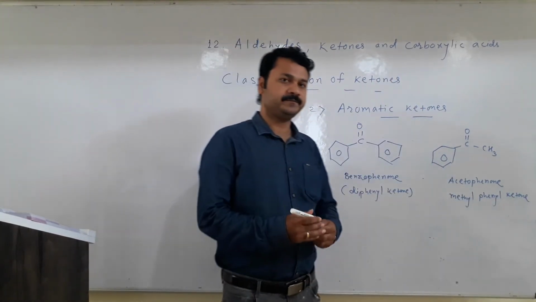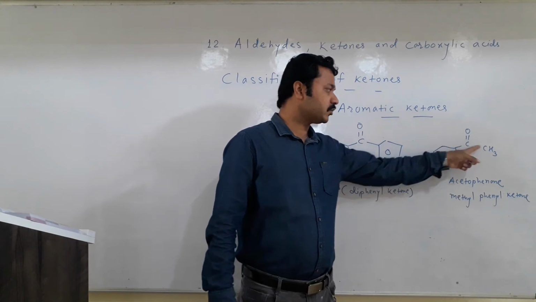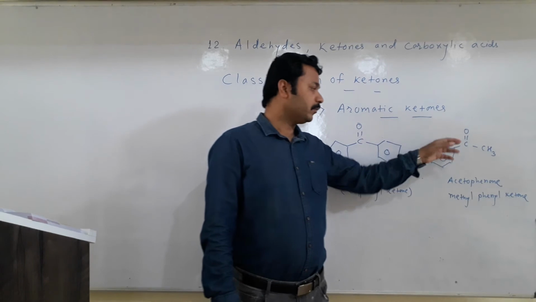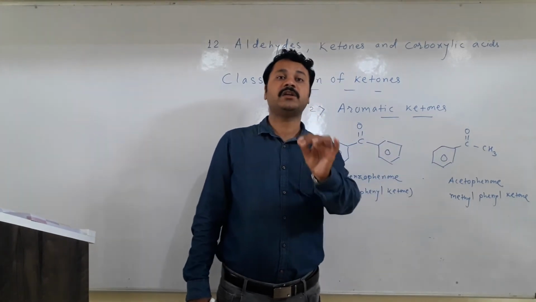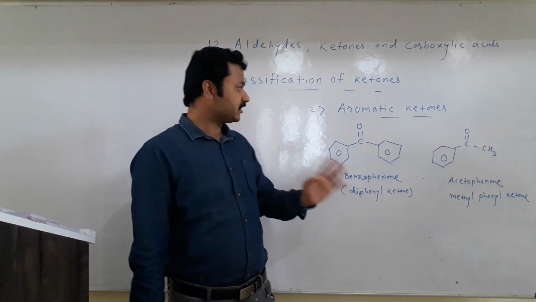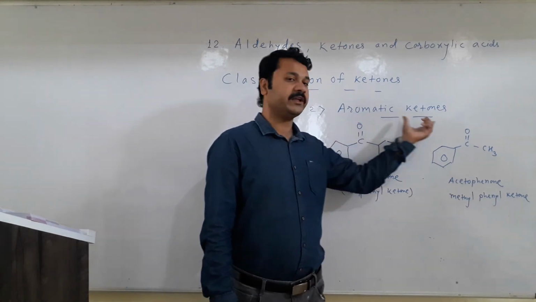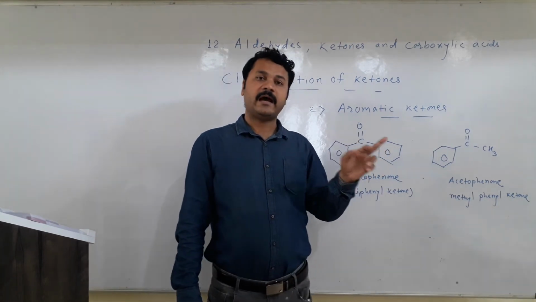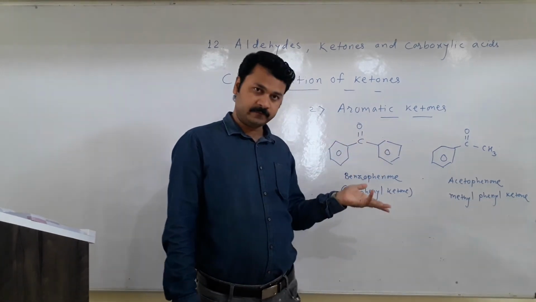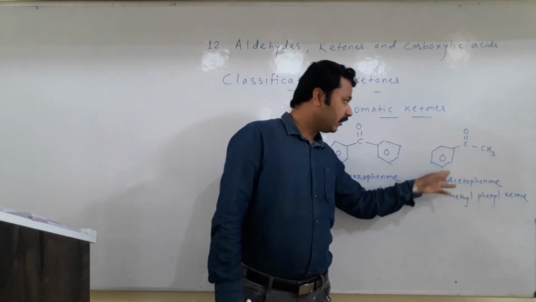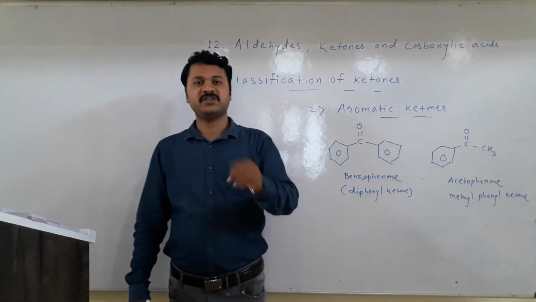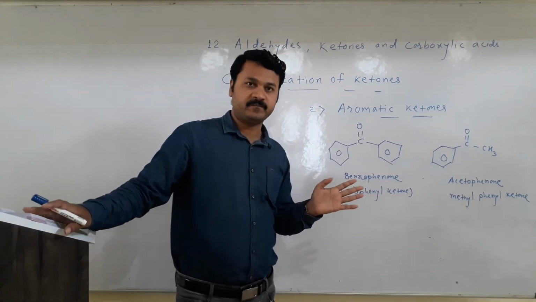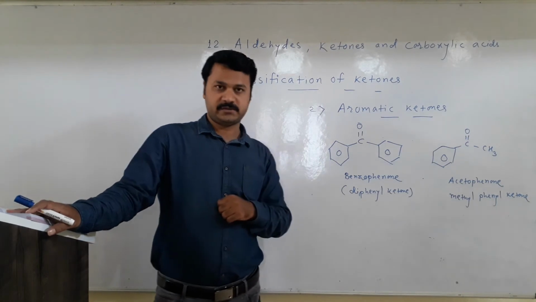In this example, carbonyl group is attached to one alkyl group and one aryl group. It means carbonyl group must be attached to at least one of the aryl group. Then such type of ketone is called aromatic ketones. So in aromatic ketones, carbonyl group is either attached to both the aryl groups or one aryl or one alkyl groups. In this way, ketones are classified into mainly two types, aliphatic and then aromatic ketones.